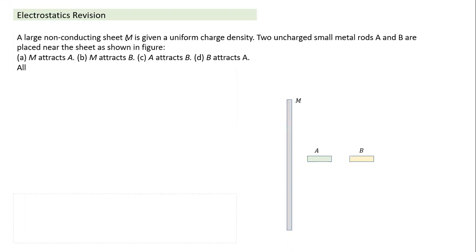A large non-conducting sheet M is given a uniform charge density. So there's a sheet here. It is given some charge here. So assume its charge is positive, then the field lines will be like this. It will have a uniform field perpendicular to the surface. Field lines will be perpendicular to the surface. This is how the field lines are.